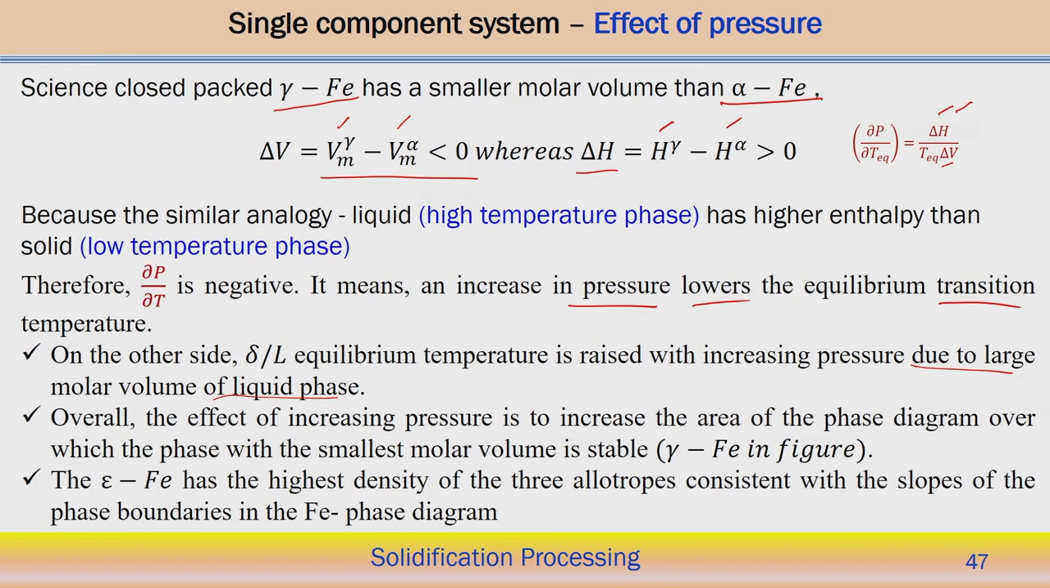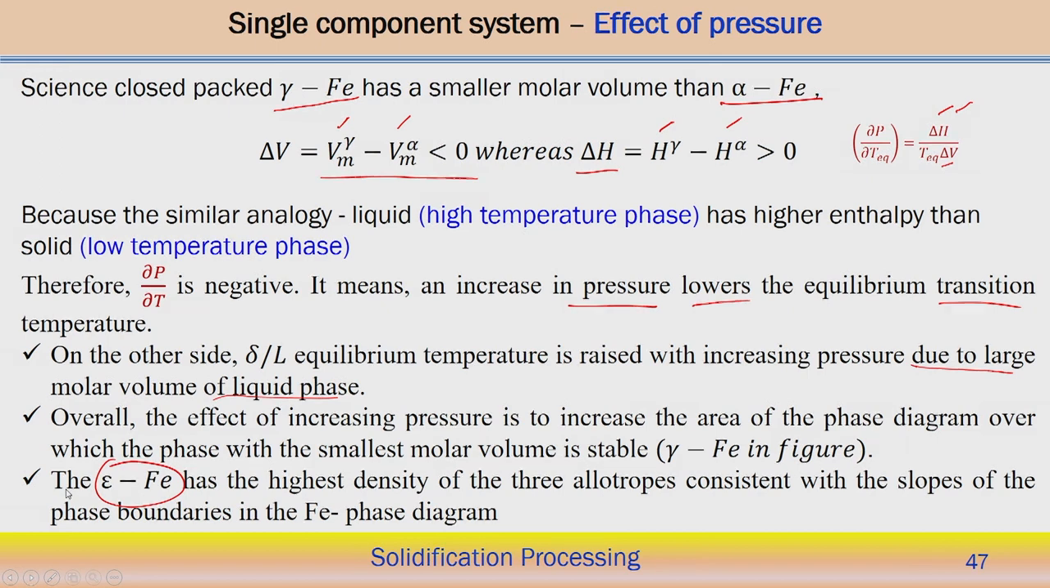And increasing the pressure increases the area of the phase diagram over which the phase with the smallest molar volume is more stable. That is obvious. One example is gamma iron in this figure, because gamma iron has a very close packed structure and the smallest molar volume. Therefore it becomes more stable and its area in this diagram increases with increasing pressure. Now, we can see that among all these phases, epsilon iron has the highest density of all three allotropes, consistent with the slope of the phase boundaries in the phase diagram.